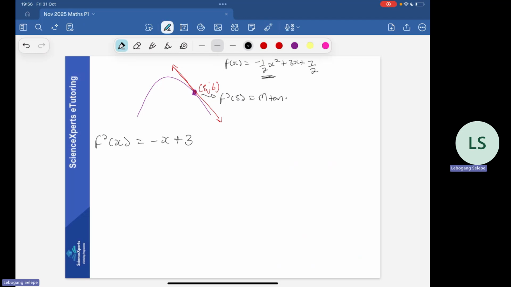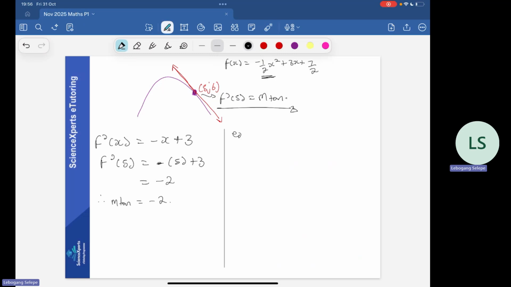So where the x value is equal to 5, I need to find the derivative, which is equal to negative 5 plus 3, right? So negative 5 plus 3, that's negative 2, right? So therefore, the gradient of the tangent is equal to negative 2, because the derivative at 5 would be equal to the gradient of the tangent. Now that we found the gradient of the tangent, we can find the equation, because remember, a tangent is a straight line, right?